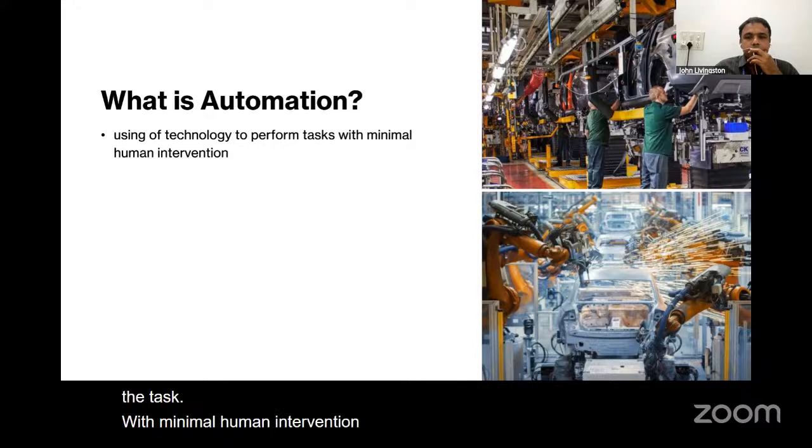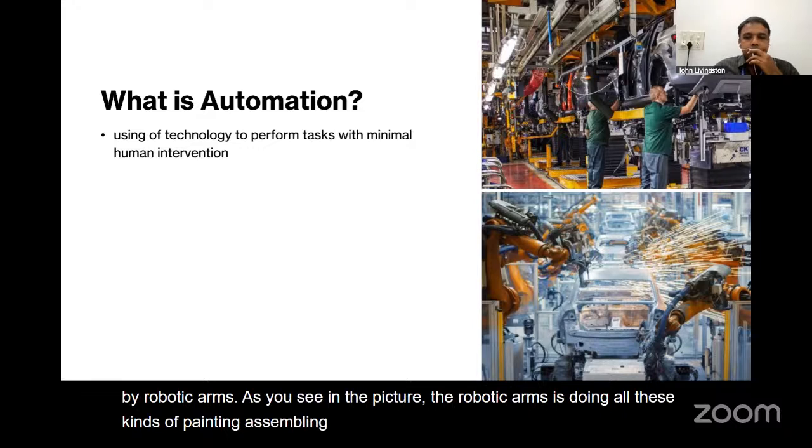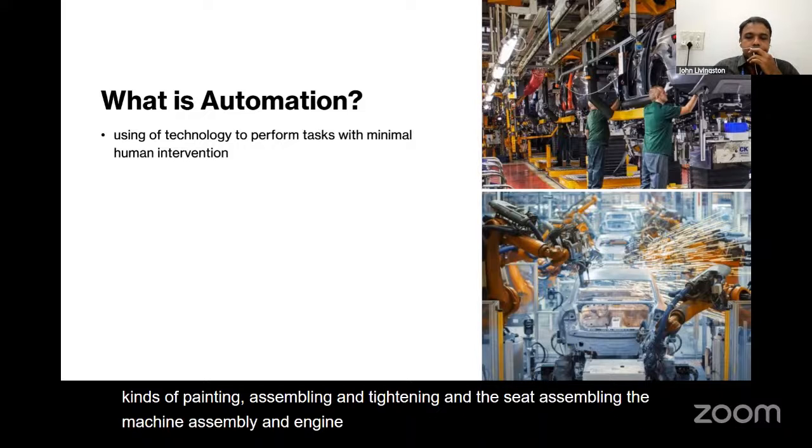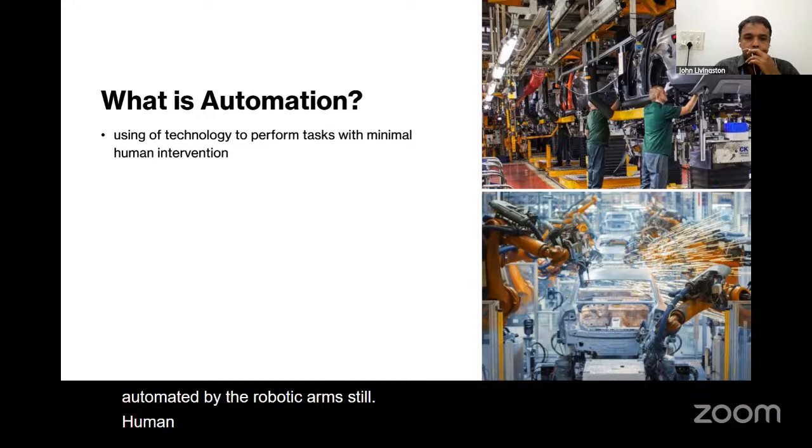In this car assembly, automation is done by robotic arms, as you see in the picture. The robotic arms do all the painting, assembling, and tightening, the seat assembling, the machine assembling, engine assembling, and tire assembling. Everything is automated by the robotic arms. Still, human intervention will be there in a minimalistic way.